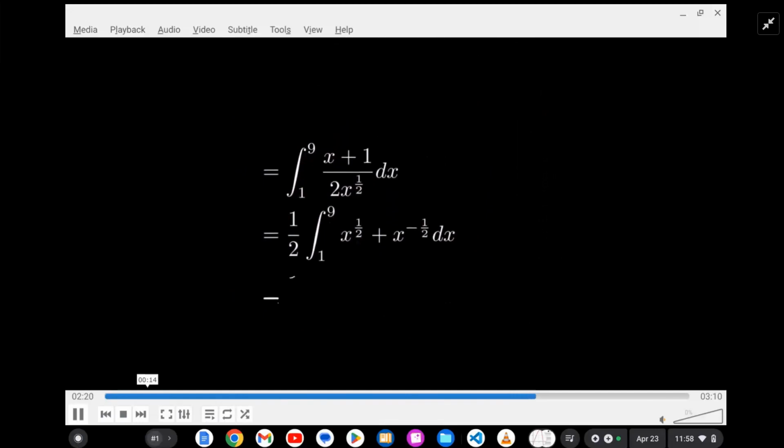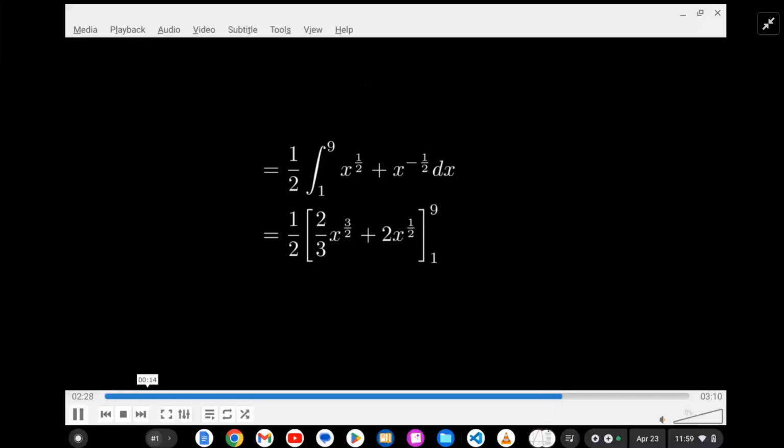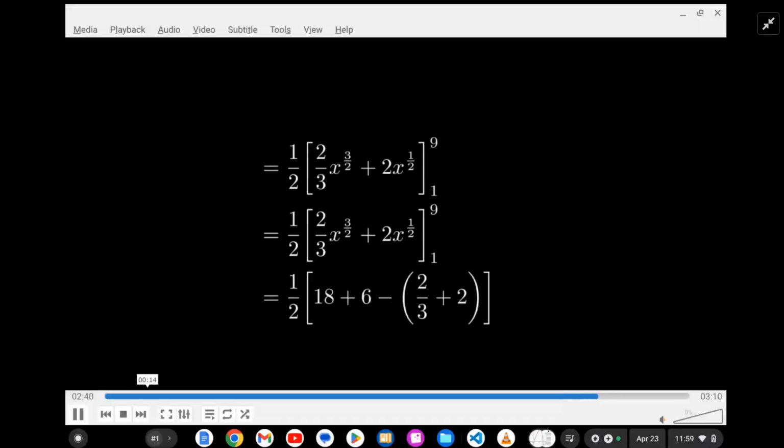All right, so we integrate. It's no big deal using the power rule. And we now just need to evaluate it. Now we evaluate it. All right. Those are the numbers.